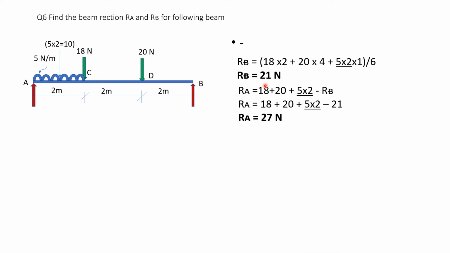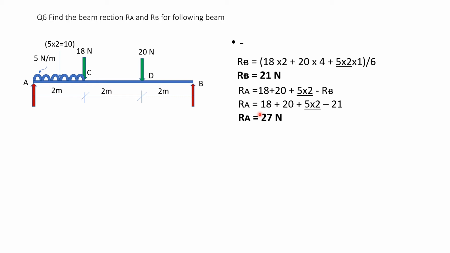Then let us calculate RA is equal to, going downward taken as positive. Now going downward, the point loads are 18 and 20, plus for the UDL it is 5 into 2, minus RB. Substitute the value of RB as 21. So 18 plus 20 plus 5 into 2 minus 21. Do the calculation. Take the calculators in your hand.